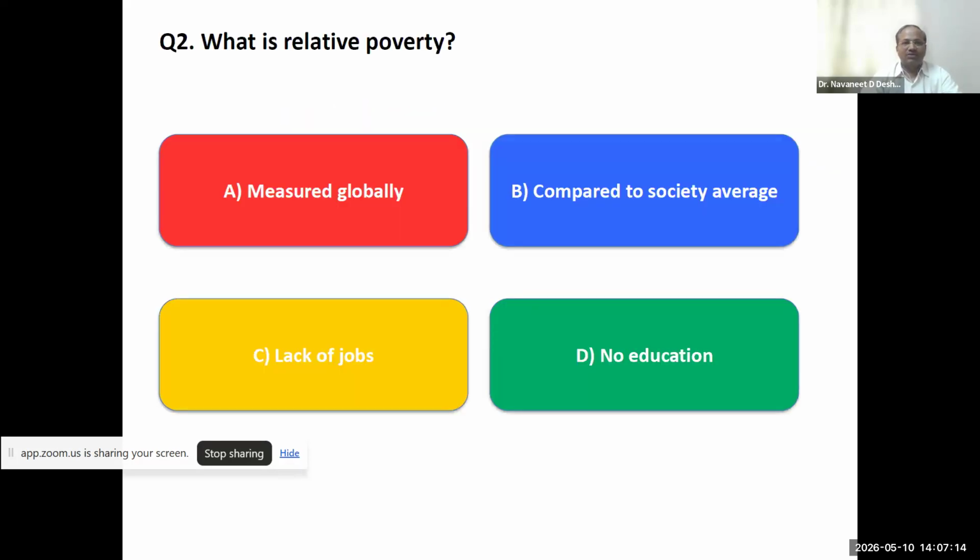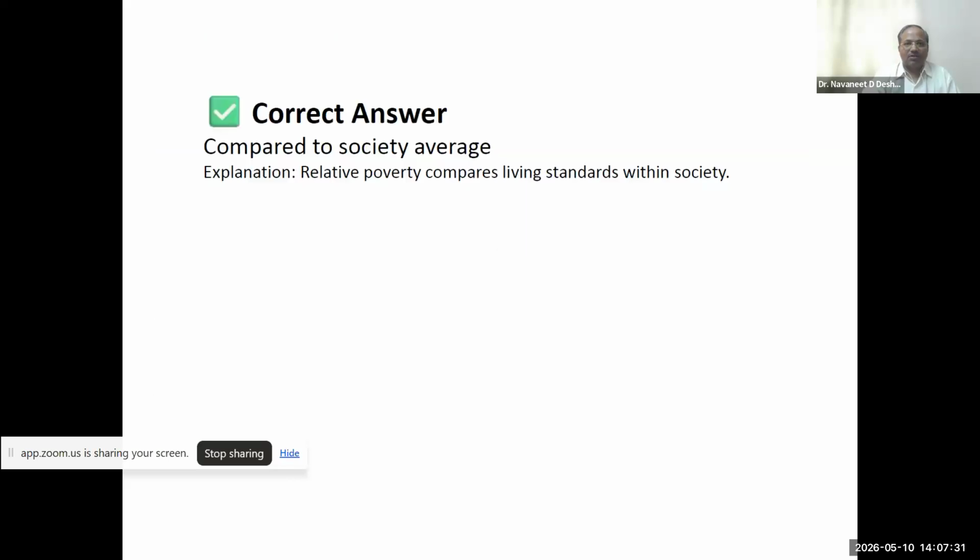The second question is, what is relative poverty? A, measured globally. B, compared to society average. C, lack of jobs. D, no education. Let's see the correct answer. The correct answer is compared to the society average. Explanation is relative poverty compares living standards within the society. Let's go to the next question.